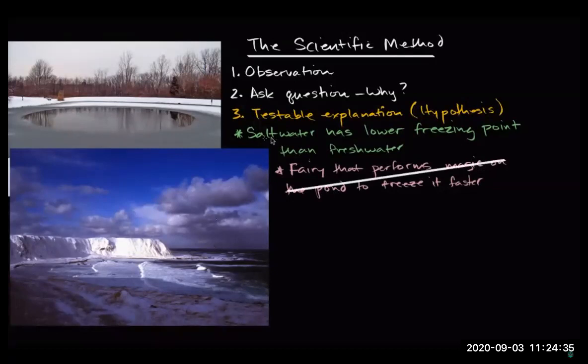So let's go back to our testable explanation, our hypothesis. Salt water has a lower freezing point than fresh water. Well, the next step would be to make a prediction based on that. And this is the part where we're really designing an experiment. So you could just view all of this as designing, let me do this in a different color, where we want to design an experiment.